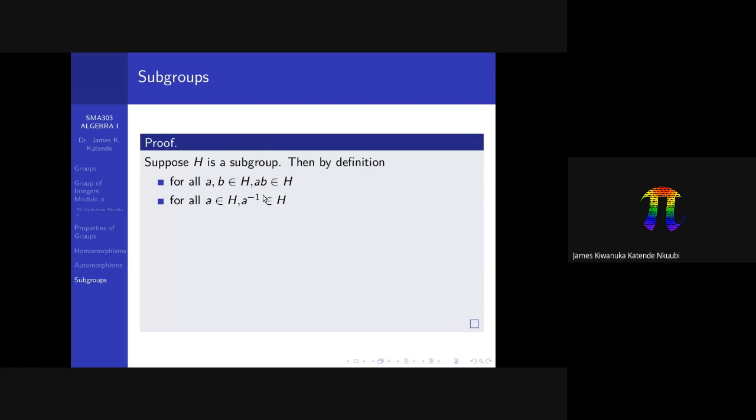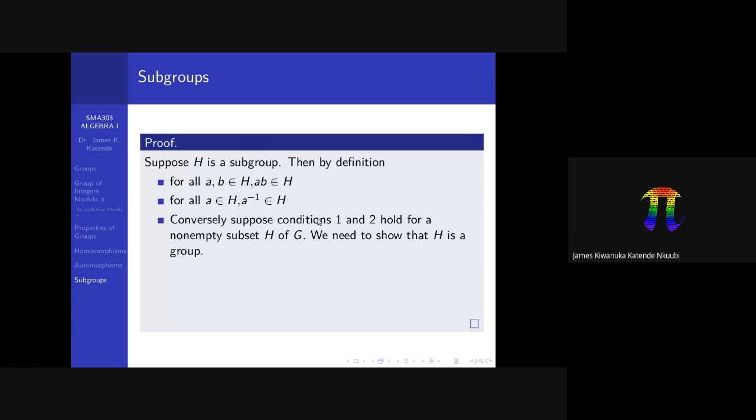So we now look at the converse. The converse is supposed to assume that the two conditions are satisfied for some non-empty subset H of G. So for H to be a subgroup, we need to show that these two conditions, if satisfied, will guarantee that H is a group. That means those two conditions imply the remaining two conditions to make H a group. So let's see how that works.